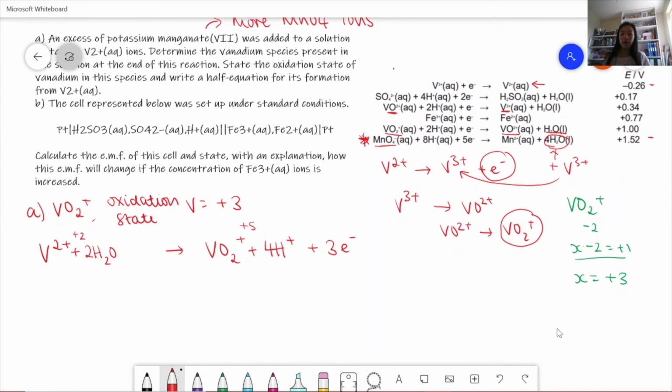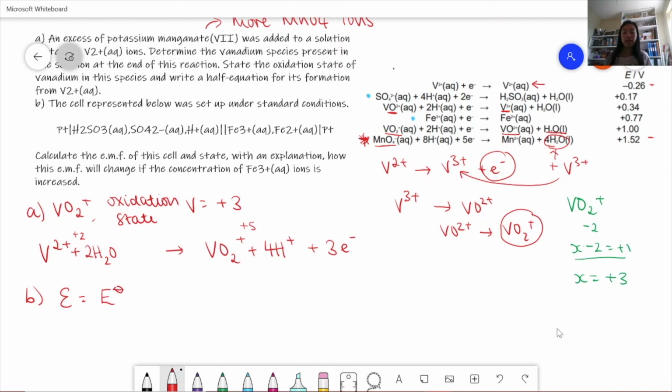And then for B, the cell represented below was set up under standard conditions. Calculate the EMF of this cell and state with an explanation how this EMF will change if the concentration of Fe3+ ions is increased. So here we have the H2SO3 cell, so this one, and then the Fe3+ Fe2+. So again, because the H2SO3 half cell has a more negative standard electrode potential, that's the one which will be reducing the Fe3+ Fe2+.